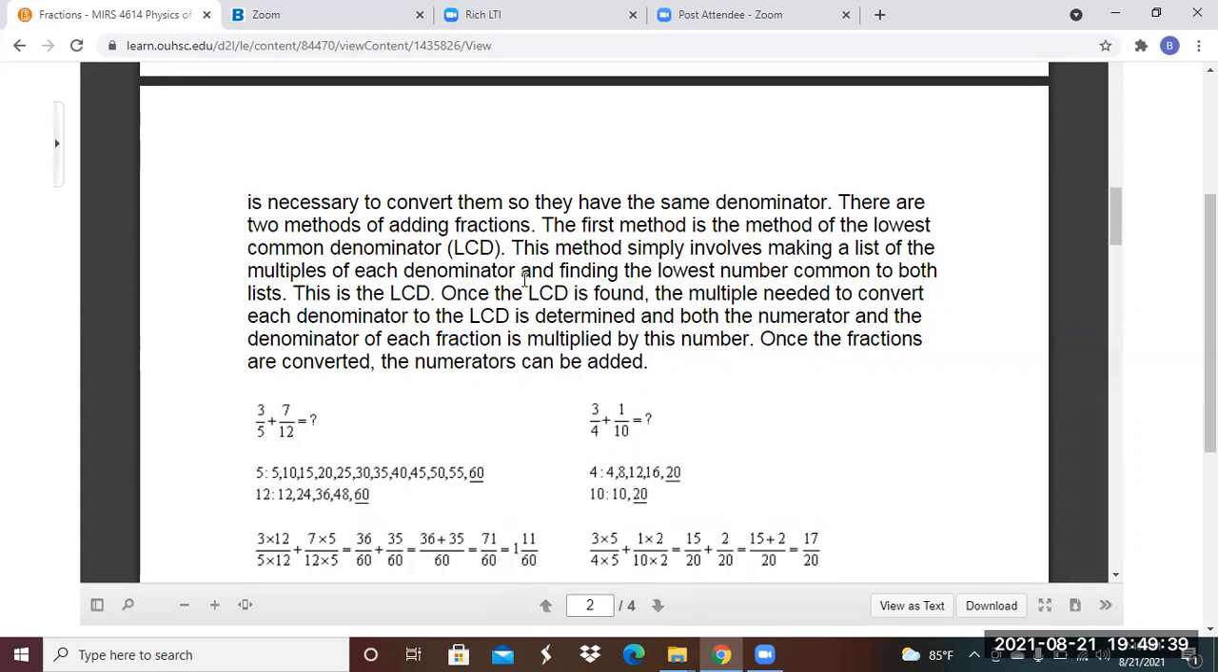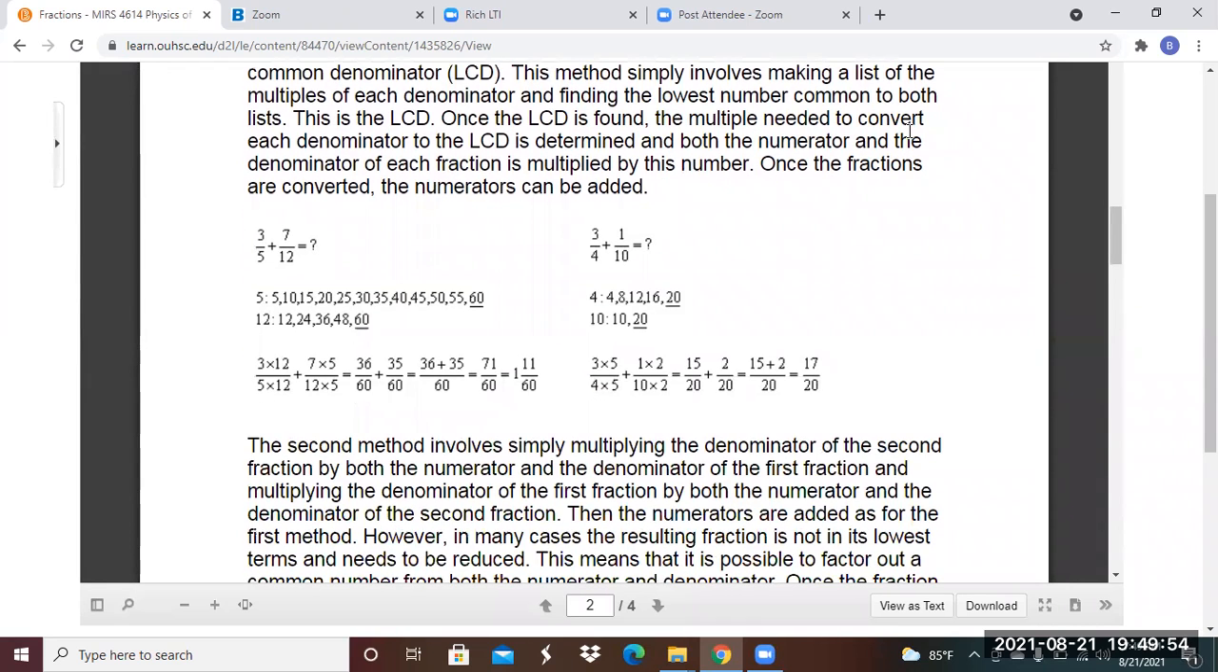So the first method to do that is the method of lowest common denominator. This method simply involves making a list of the multiples of each denominator and finding the lowest number common to both lists, and that's going to be the LCD. So we'll go through that. Once you find that, the multiple needed to convert each denominator to the LCD is determined, and both the numerator and denominator of each fraction is multiplied by that number.